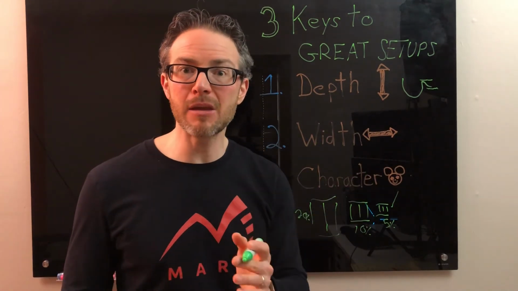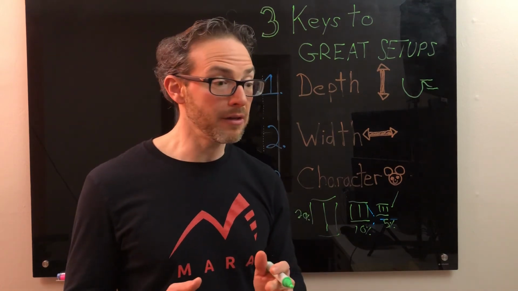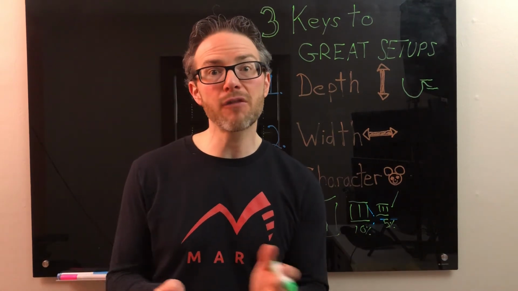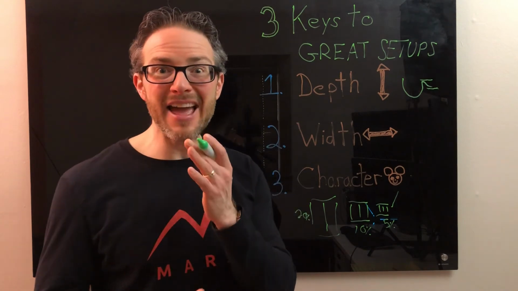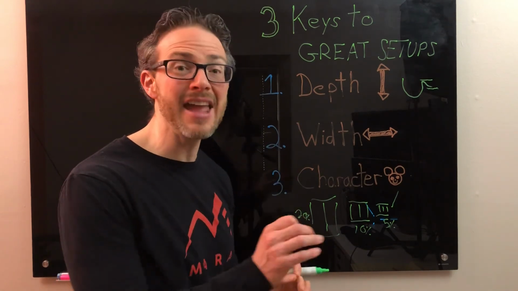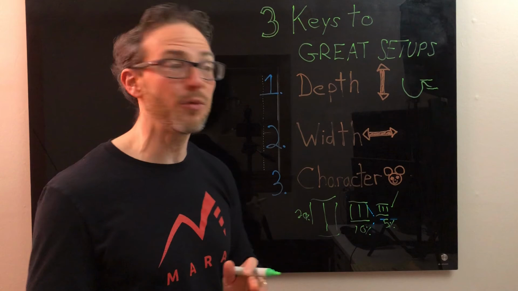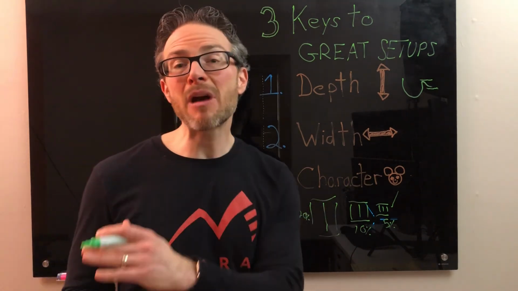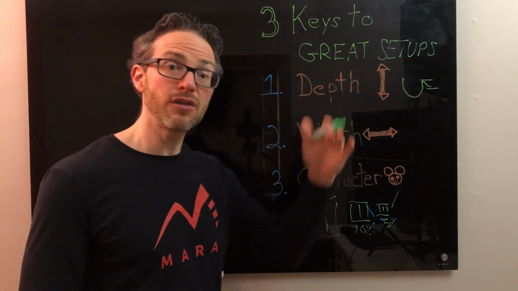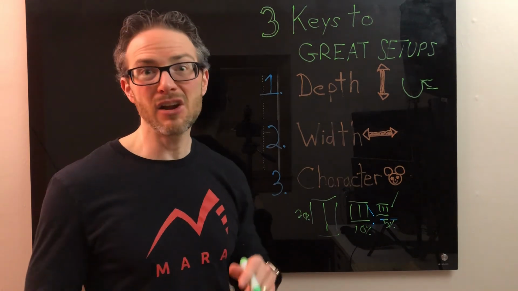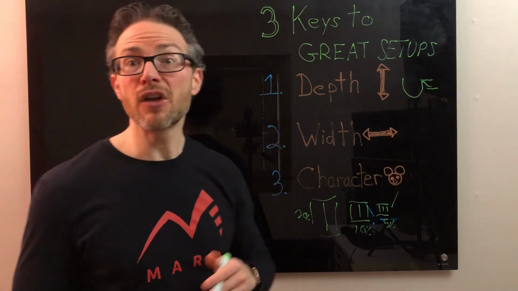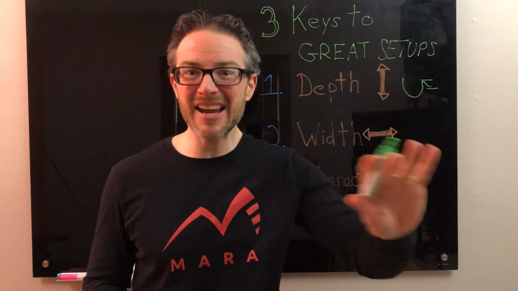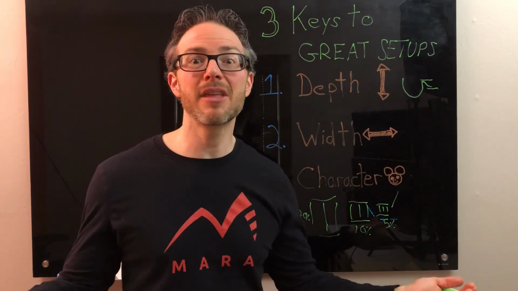And that's why it's a key element of the system that I've developed for myself called Eagle. And that the A in Eagle is for aiming for these kind of setups. High probability, high reward to low risk. And those are 3 keys to great setups in any pattern that you're looking for.